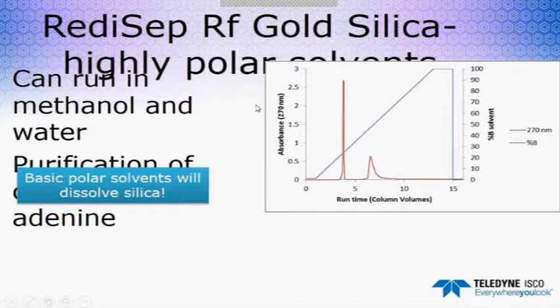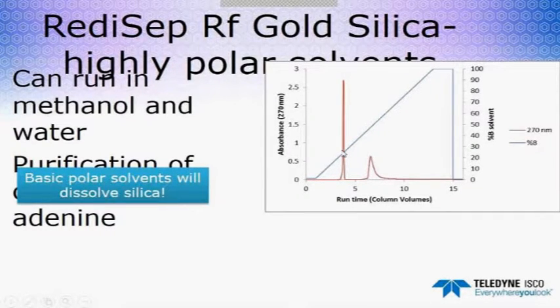RF Gold silica can also run in very highly polar solvent. It can run in methanol and water, and here's an example: purification of caffeine and adenine. I apologize, I'm not quite sure why some of the things are overlapping on these slides. But the experiment over here was run in dichloromethane and methanol, and the adenine elutes at about 40% methanol.